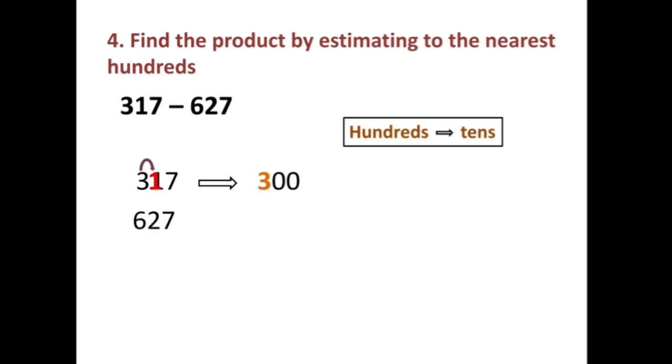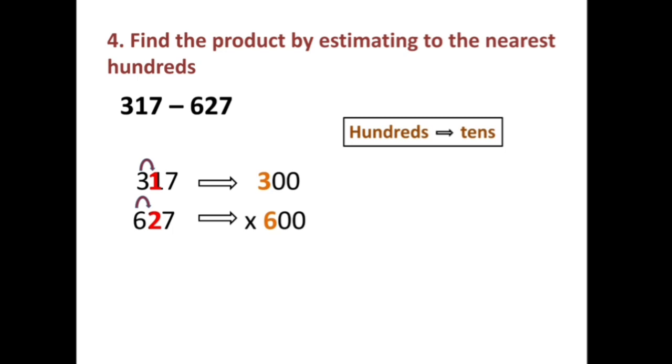The next number is 627. Which number is in tens place? 7 is in ones place. 2 is in tens place. So the comparison is between 2 and 5. When we compare 2 and 5, which number is greater? 5 is greater. So 2 is less than 5. So 6 remains same. Tens and ones place will become zeros.